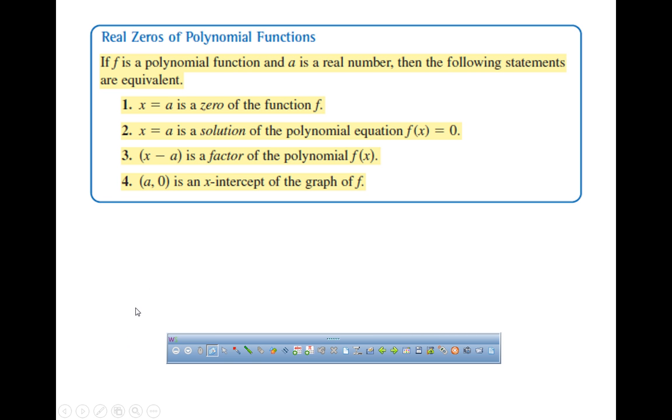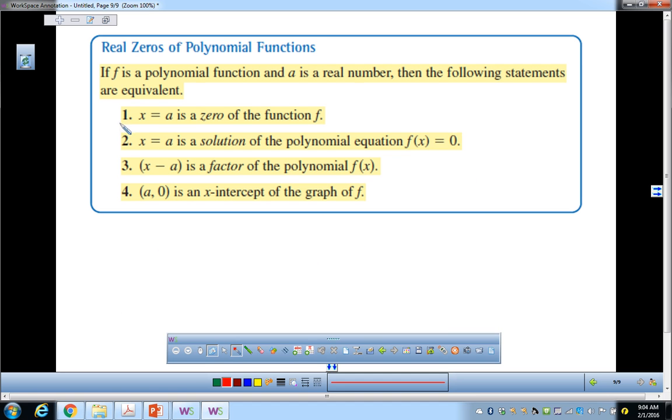Real zeros of a polynomial function. Okay? So if f is a polynomial function, a is a real number, then the following statements are equivalent. X equals a is the zero of the function f. X equals a is a solution to the polynomial f of x. X equals a is a 0. Okay? X minus a is a factor, and a comma 0 is an x-intercept.